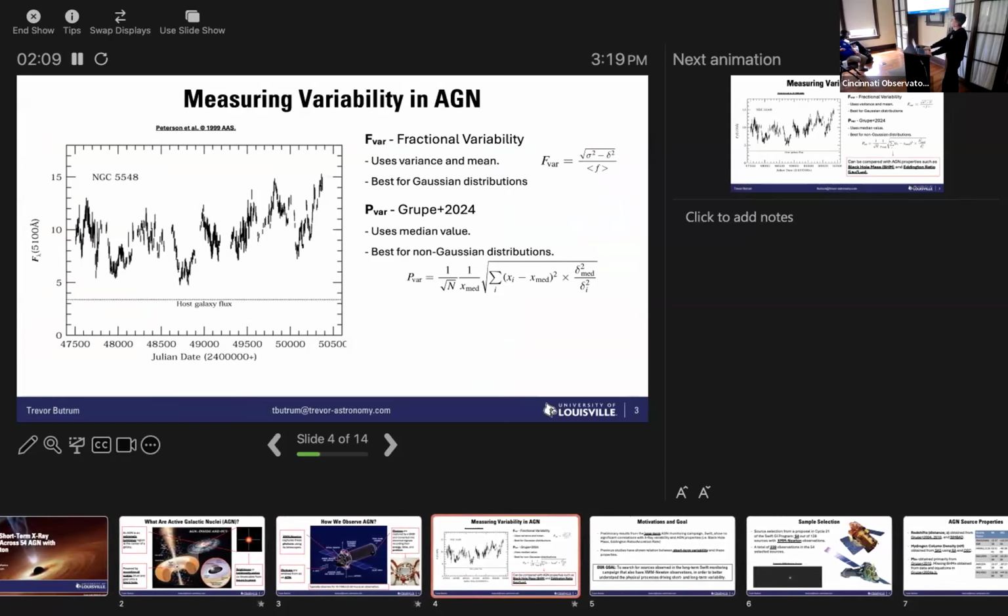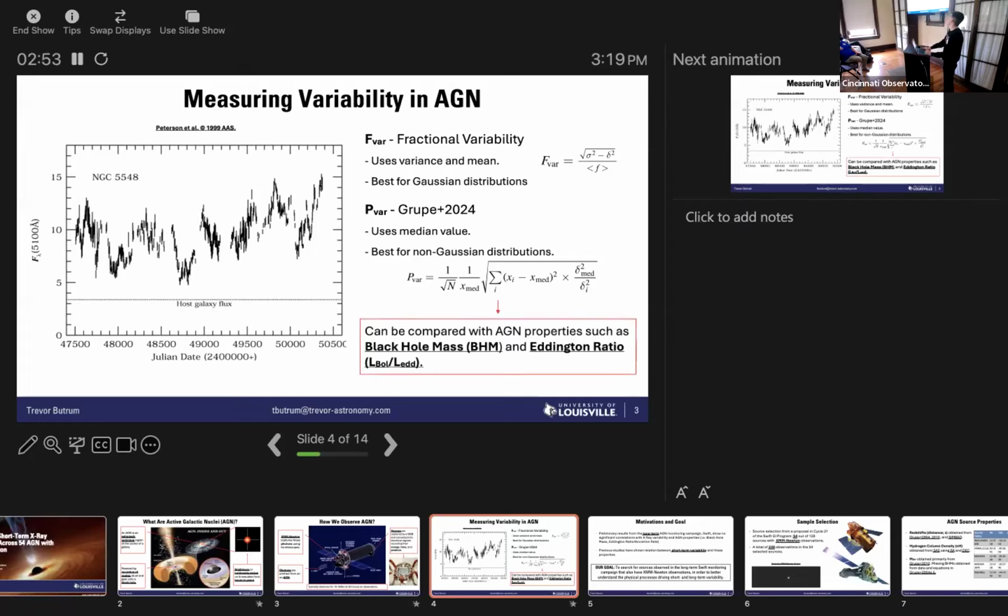And to do this, there are 2 different ways you could do this. Typically, with Swift and UVOT data, you use fractional variability. This is good for Gaussian distributions, and the Swift data gives you a good Gaussian distribution, so you can use the mean for the variability. But what Dr. Grupe found in his 2024 paper is that X-ray variability with XMM works better with the median value. X-ray fluxes are not typically Gaussian, they're usually non-Gaussian, so this p-var value works better for the X-ray and XMM. And these are the equations for it on the screen there.